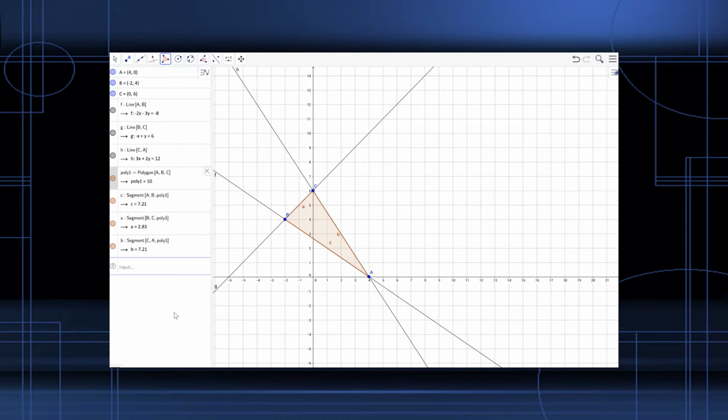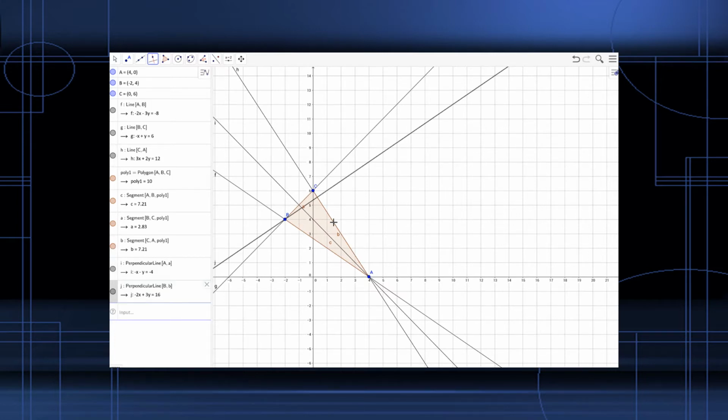Now, I want to get perpendicular lines, and so I'm going to choose this tool right here, and I'm going to say a perpendicular line. I'm going to click on point A, and I'm going to click on this line here that's opposite A, and you can see it puts in a perpendicular line. Then I'm going from vertex B to the side opposite, and it puts in a perpendicular line there, and then I'm going to go from point C to this line down here, which is opposite C.